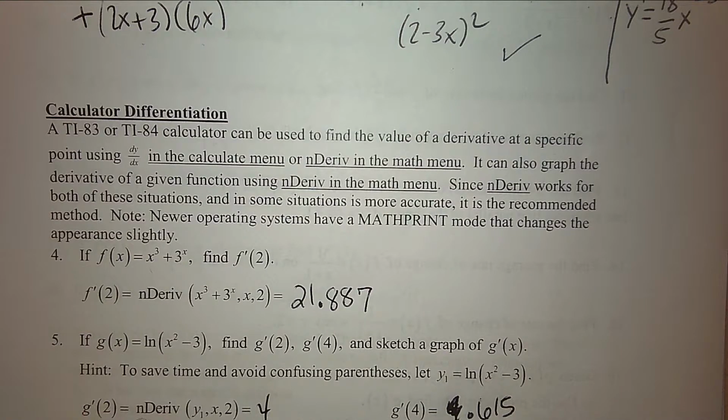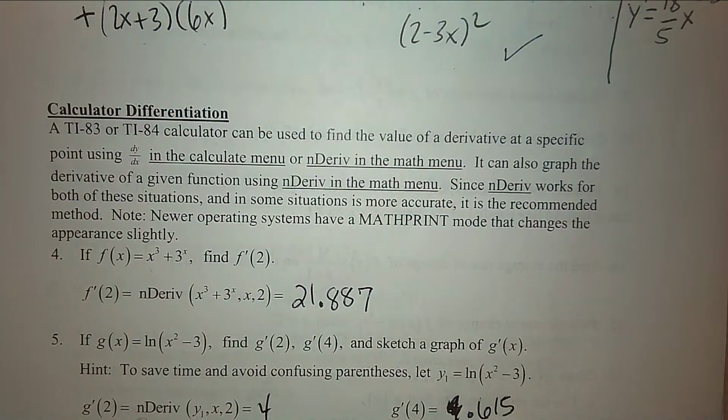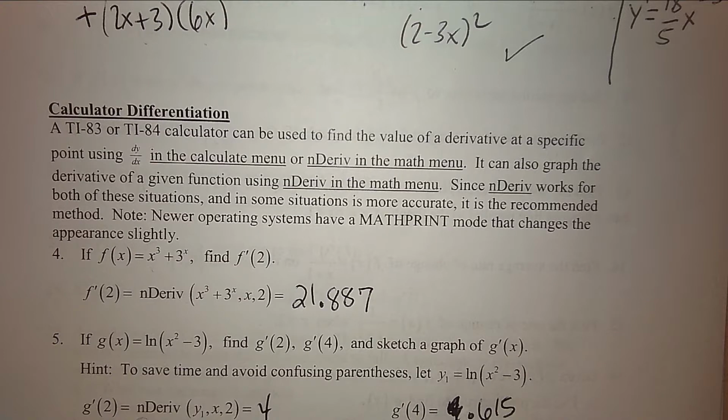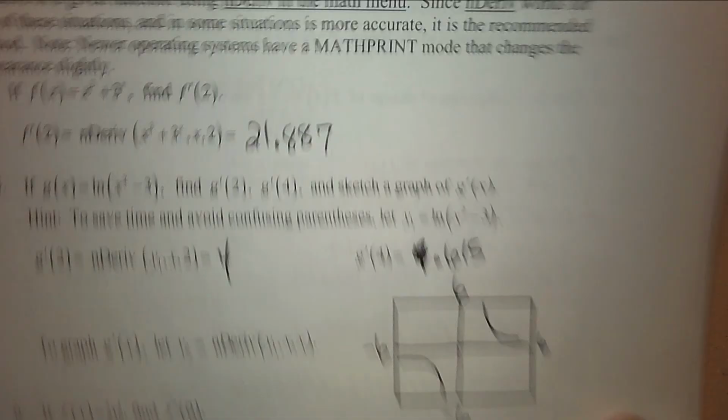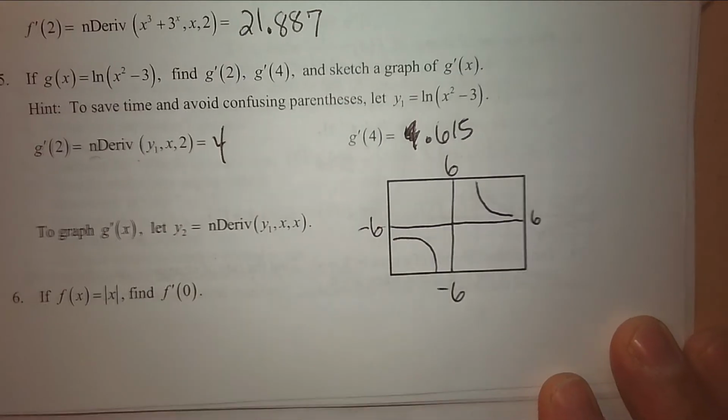Take off the first one. Just look at the second one. And what does the picture look like for the derivative? What would be a good window? I'm going to go from negative 6 to positive 6, negative 6 to positive 6. And then what does it look like? So let's put this back on. So can you see what the derivative looks like?